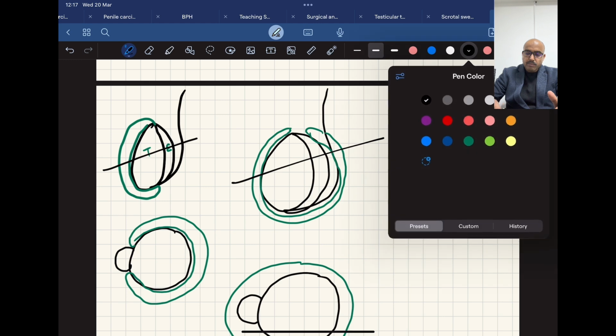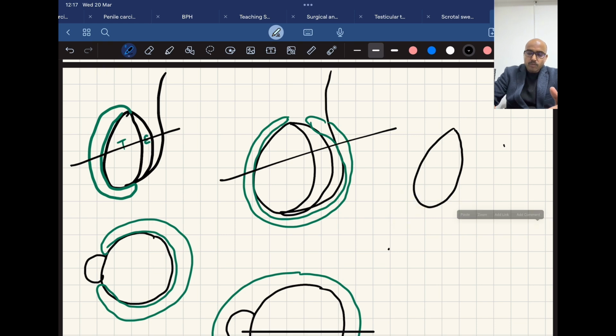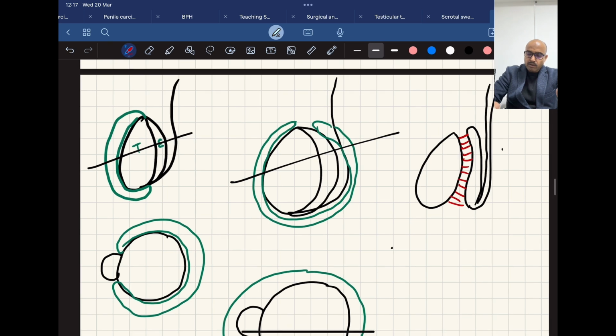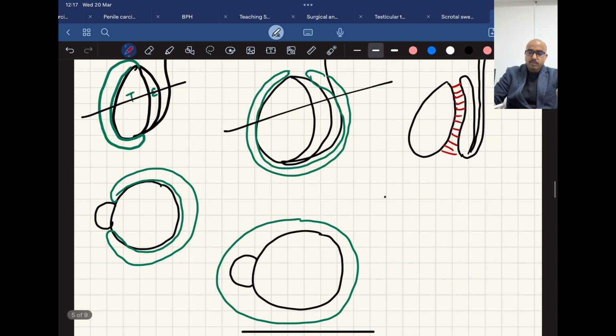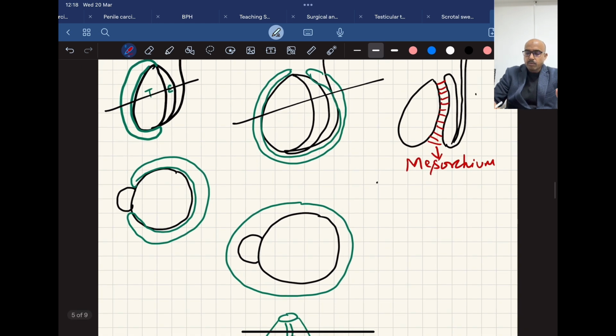And sometimes the patient may have the testis, see here, this is the testis. Normally there should not be a gap between the epididymis and testis, but in this patient there's a gap, and this gap is filled by a membrane known as mesorchium. Okay, this is mesorchium. It is a congenital defect, obviously.